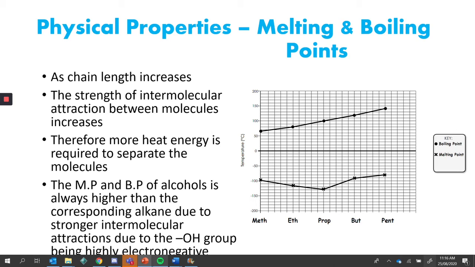If we compared propanol to propane, propanol would have a higher melting point or boiling point as opposed to that corresponding alkane, because that OH group gives us a special type of intermolecular bonding called hydrogen bonding, which you'll only look at next year, but just know that there's an extra type of bonding which makes this intermolecular attraction a little bit stronger and therefore harder to separate than just a plain old alkane.